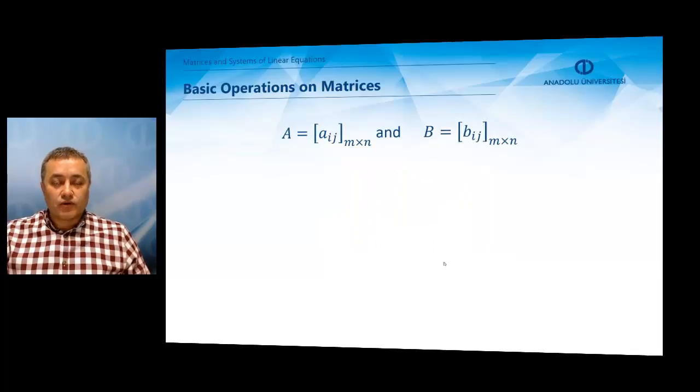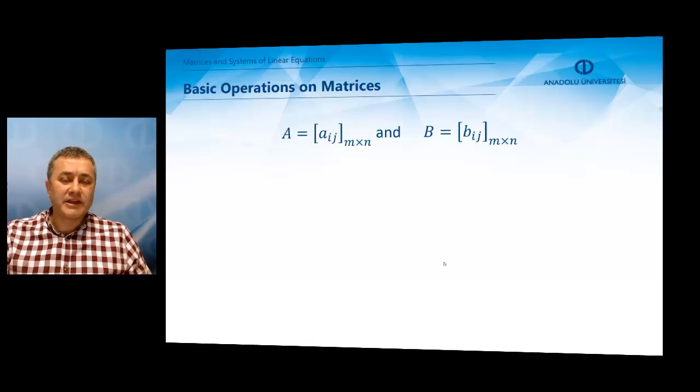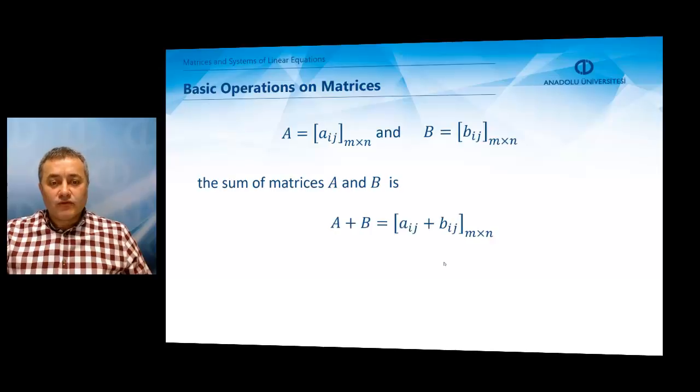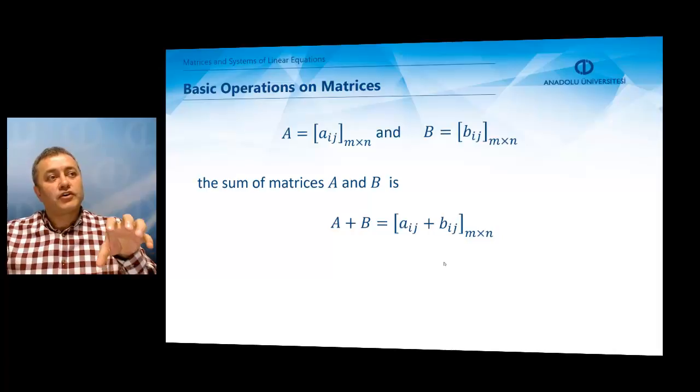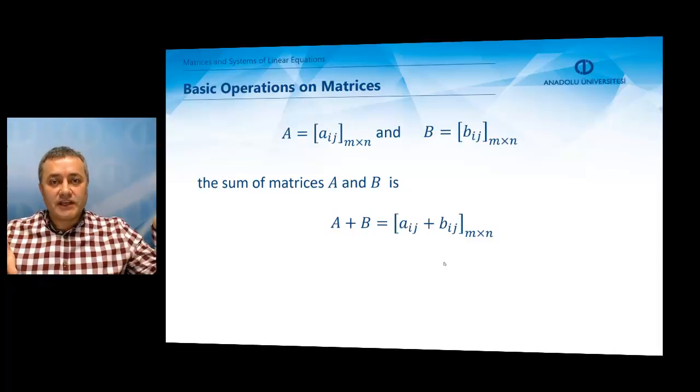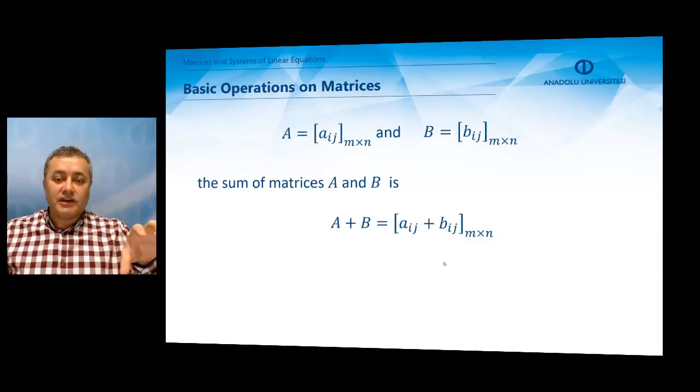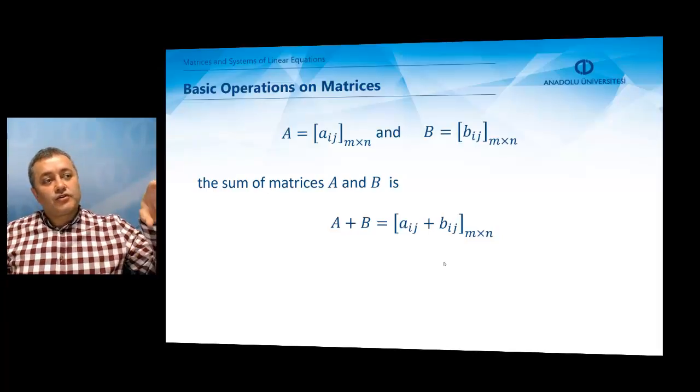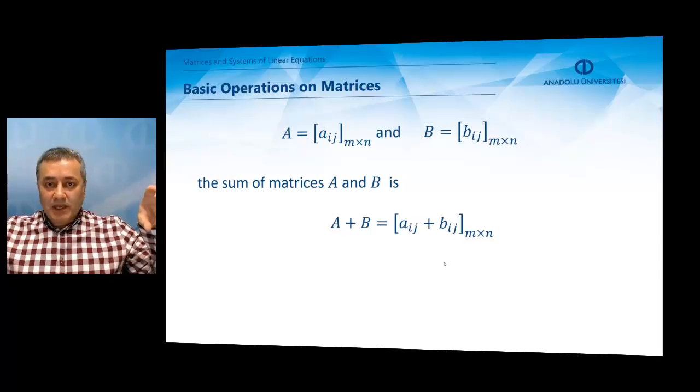Now, some basic operations on matrices. We know how to sum numbers. We know how to subtract numbers. How about summing, subtracting and multiplying matrices? The sum of matrices A and B is defined as the sum of the corresponding entries of the matrix A and of the matrix B. So we are just adding the same components of the matrix A with the matrix B. Aij plus Bij. So if I'm taking the second row, third column of the matrix A and adding it with B, I must take the second row, third column of the matrix B.